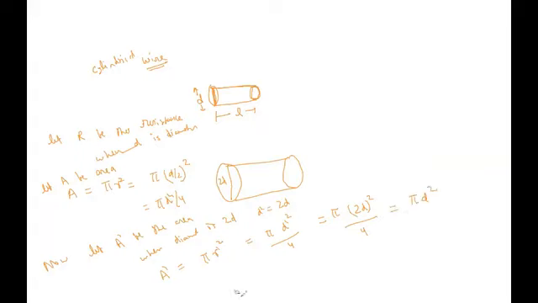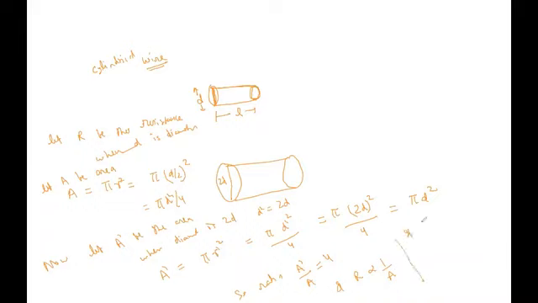So the ratio is A prime by A. You divide this, you will get 4. And we know that R is inversely proportional to your area.